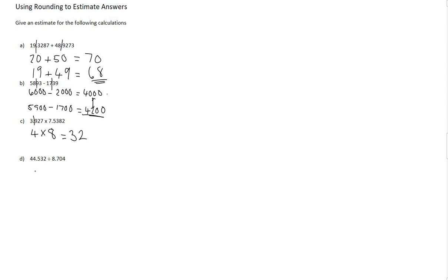44.532 is going to round to 45. And 8.7 would round to 9. So my answer for this is going to be roughly 5. You can see how much easier this is. The idea is we're just trying to do something very simple that gives us a rough idea of the answer. To actually do this calculation, 44.532 divided by 8.704, would be a real pain to do by hand, but this gives us a ballpark figure for what our answer should be.